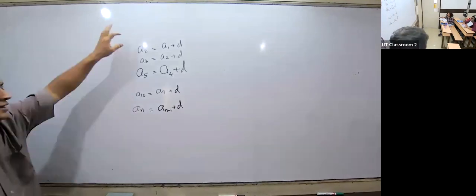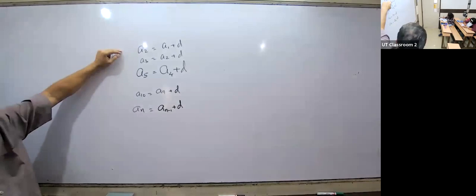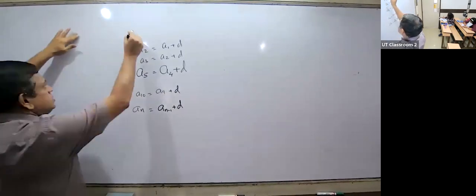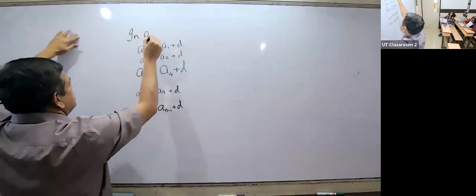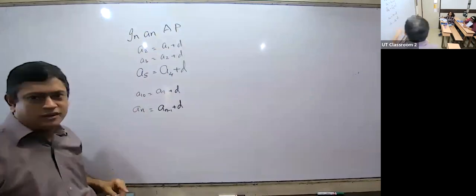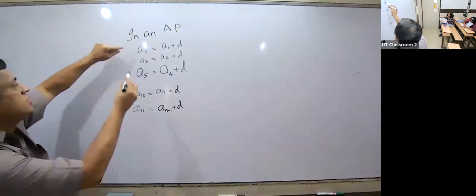Yeah, right. In an AP, A2 is equal to A1 plus D. In an AP, AN. Okay, right, all of this.